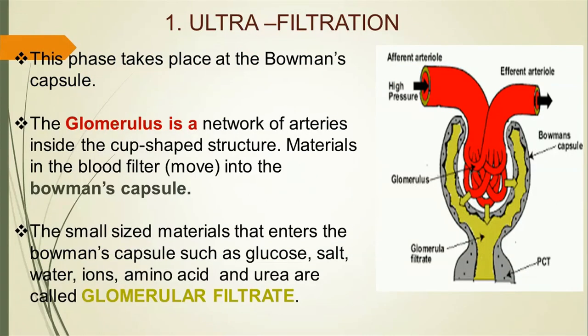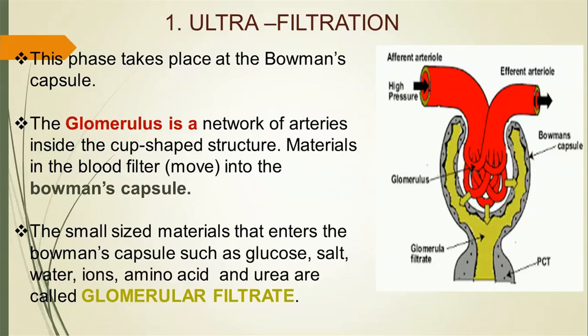Now, what is ultrafiltration? Easy. Ultrafiltration reminds me of a sieve. In a sieve, you have beans, which are big materials, and we have rice, which are smaller materials. When you shake the sieve, what happens? The rice will fall out, the beans will remain. So that process is just like ultrafiltration in the kidney. This phase takes place at the Bowman capsule.